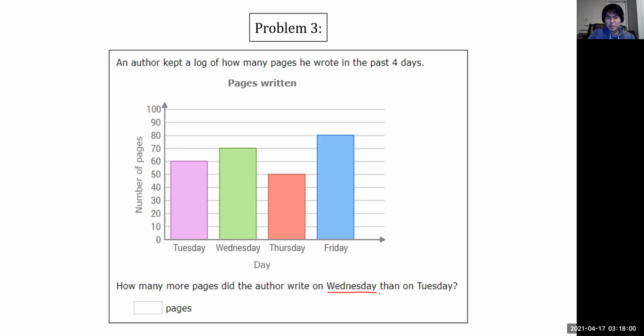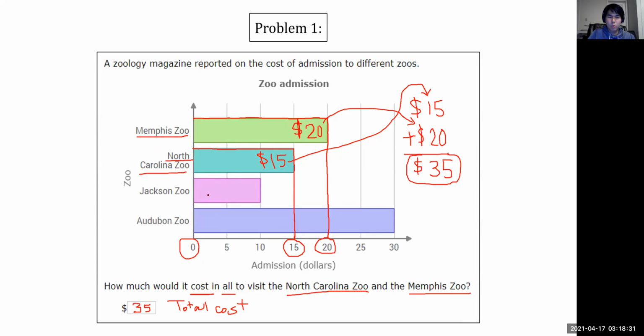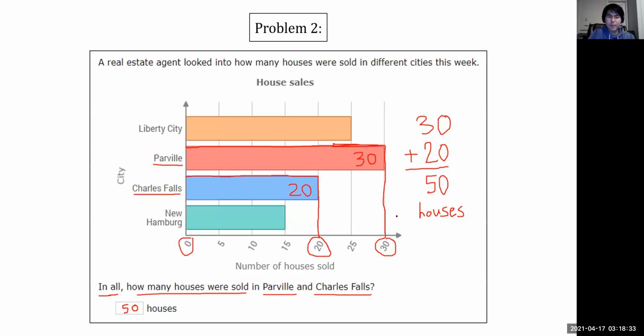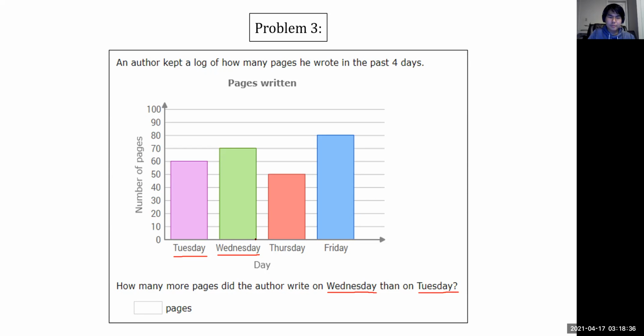So what we're going to do is locate the 2 days on the graph. Here is the bar for Wednesday, this green bar right here, and then the bar for Tuesday is to the left of it. The purple bar is Tuesday. The procedure is going to be the same, even though now these colored bars are standing tall, now they are vertical, as opposed to when these colored bars were horizontal before. We can still use the same method of finding the number.